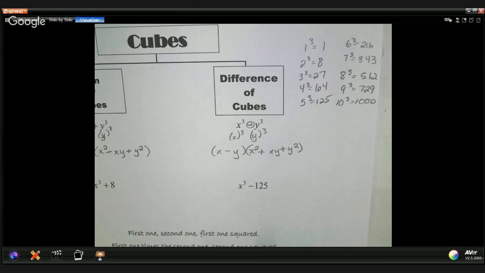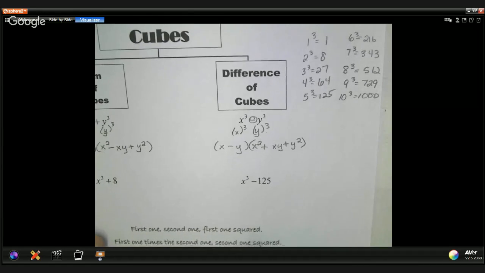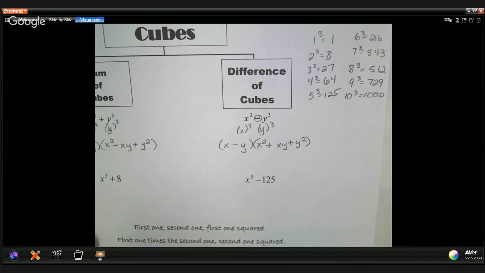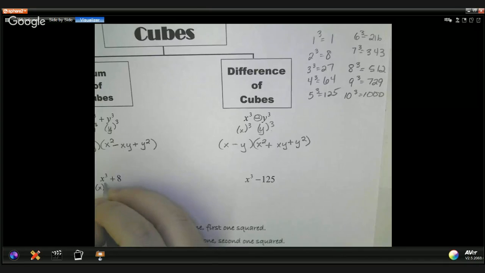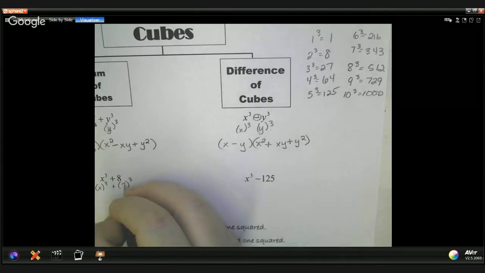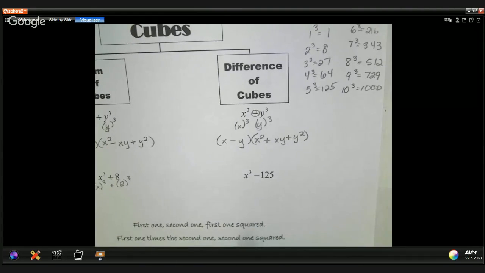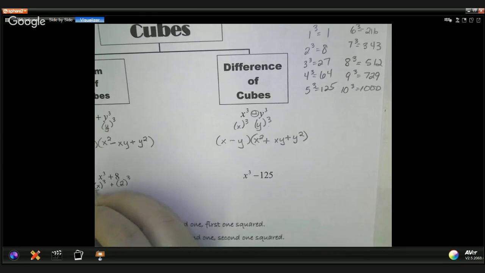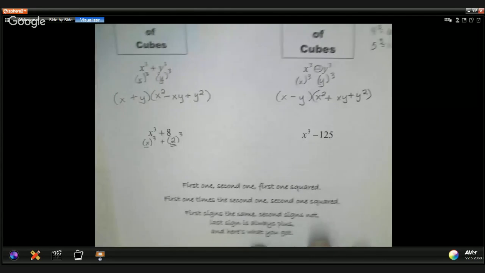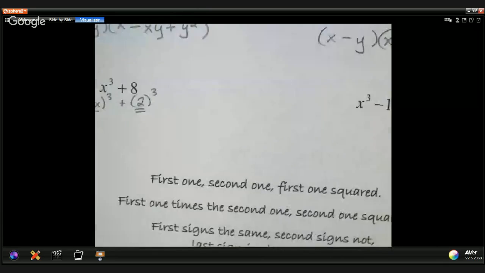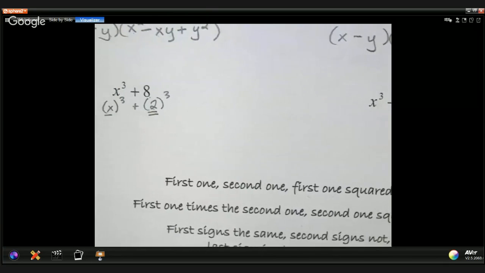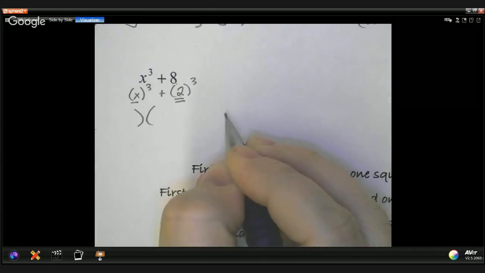All right, so now let's do this problem down below, x cubed plus 8. My first one is just x. For my second one, I have to think, what number to the third power gives me 8? If you look at my list, 2 does. So my first one is x and my second one is 2. When I say first one, I'll write x. When I say second one, I'll write 2. Again, it's a binomial times a trinomial.